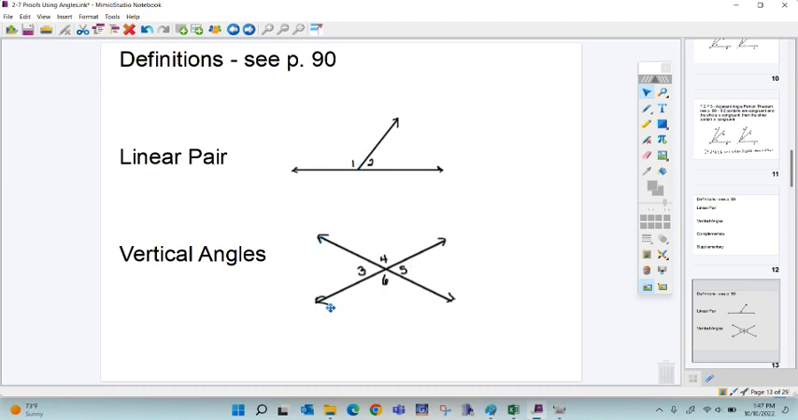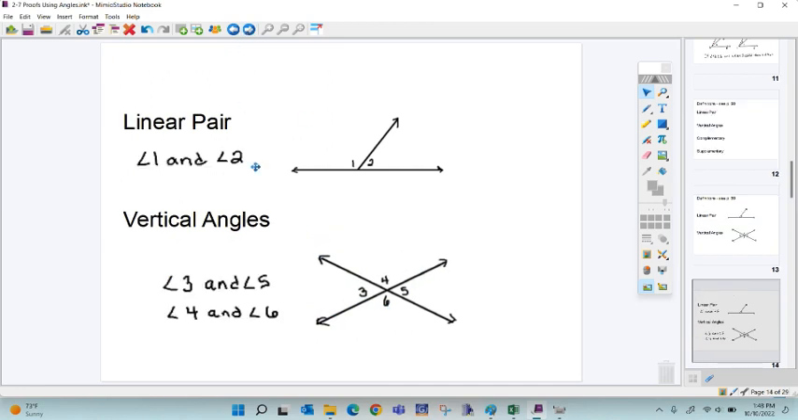Vertical angles are not adjacent to each other, but they are formed when you have 2 lines that are intersecting. Vertical angles are angles made by them that are not adjacent to each other, but are right across from each other. It's not the idea of vertical like horizontal and vertical. It's the ones I've made with these 2 lines. So angle 3 and angle 5 are what we call vertical angles. Angle 4 and angle 6 are what we call vertical angles. So they're across the figure from each other.